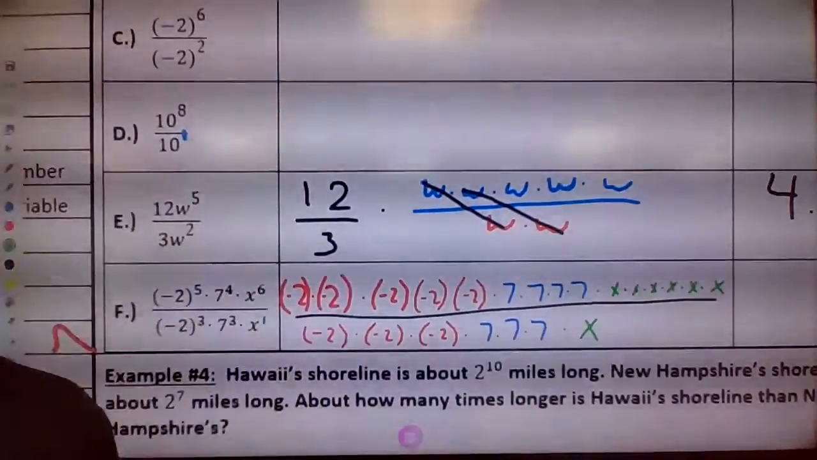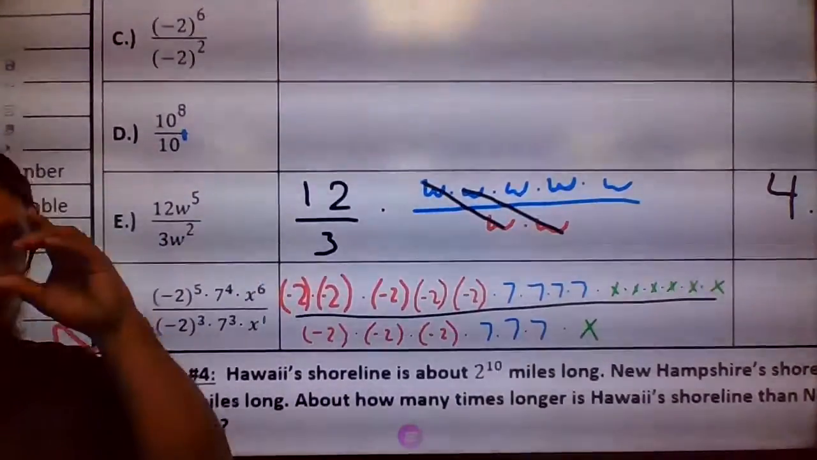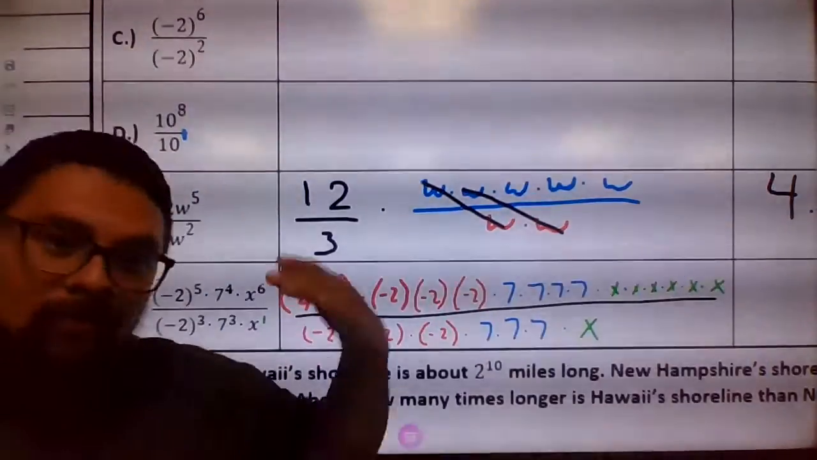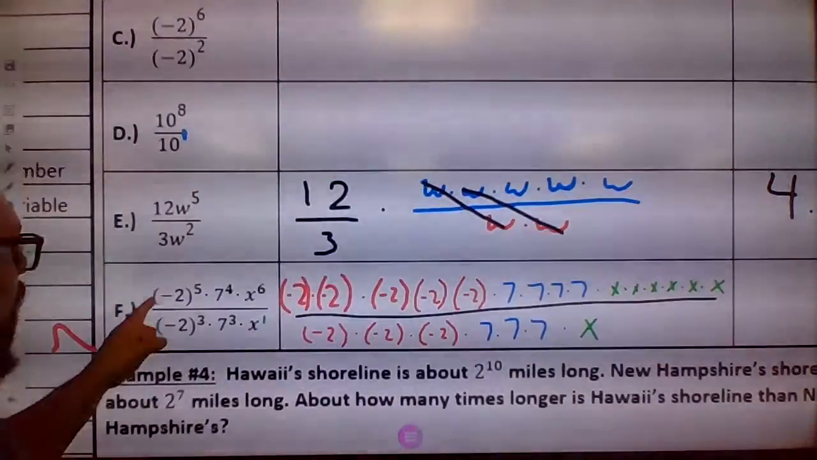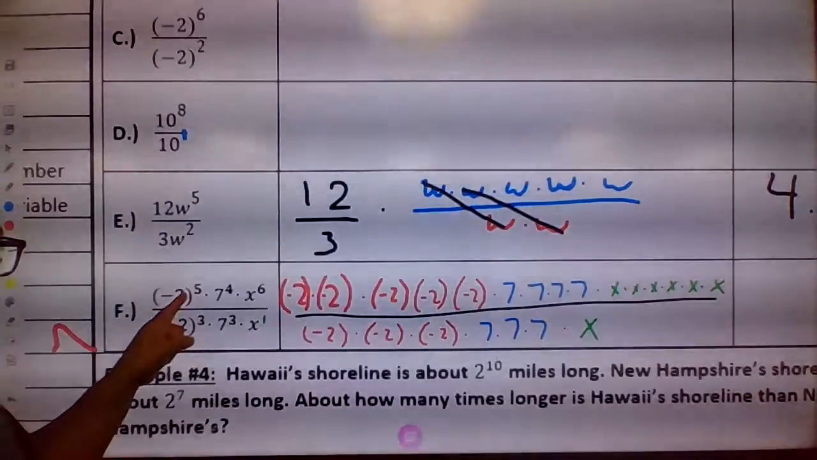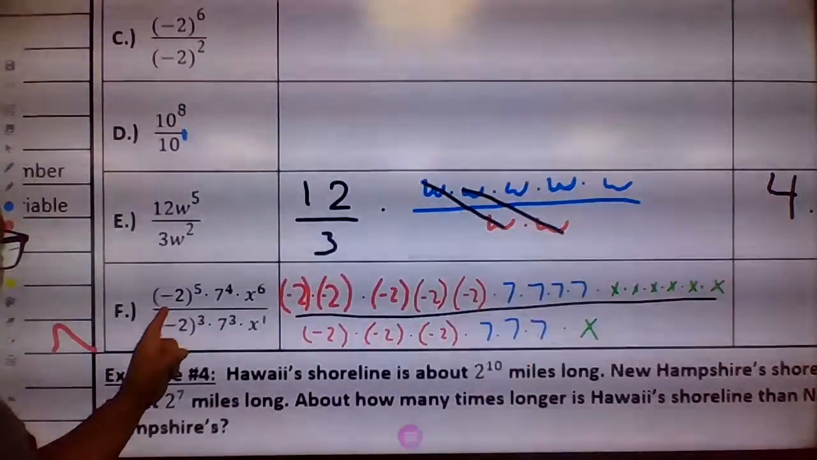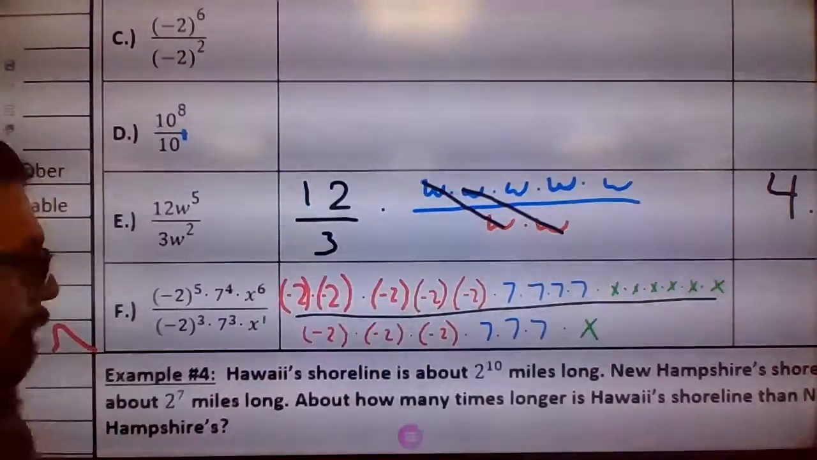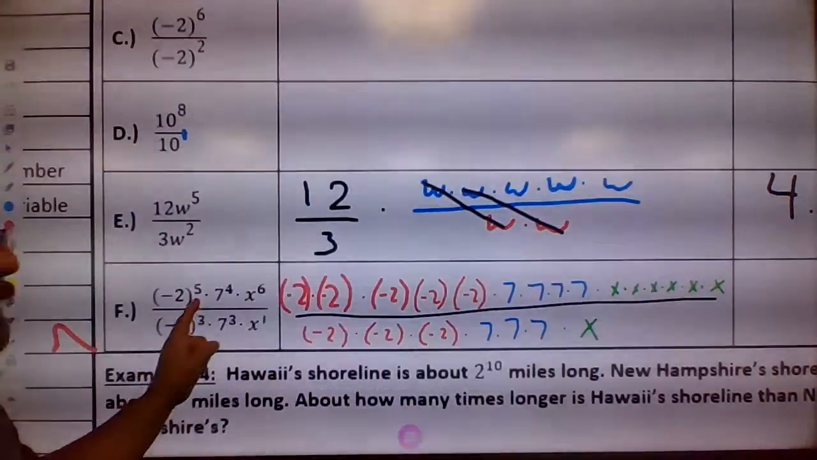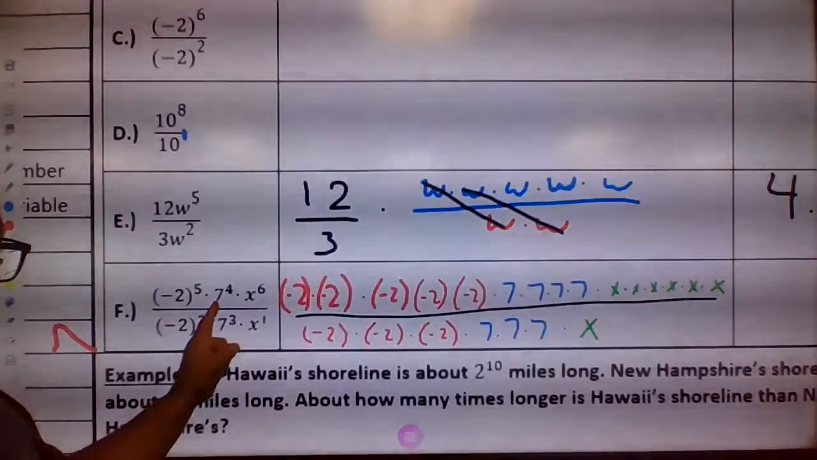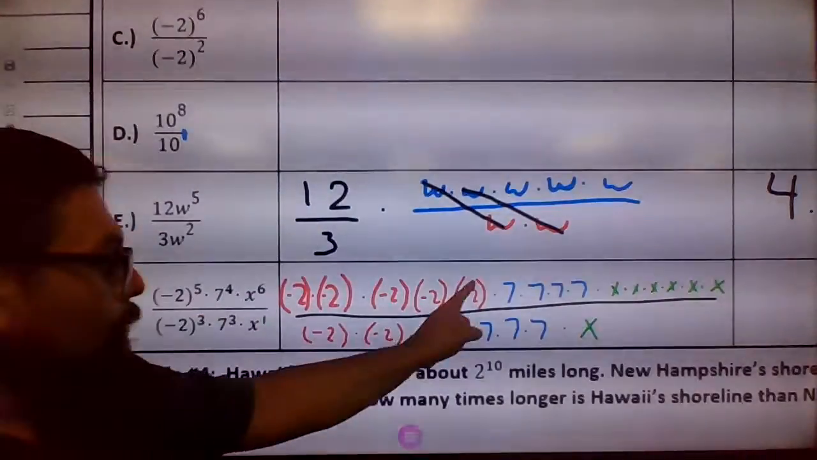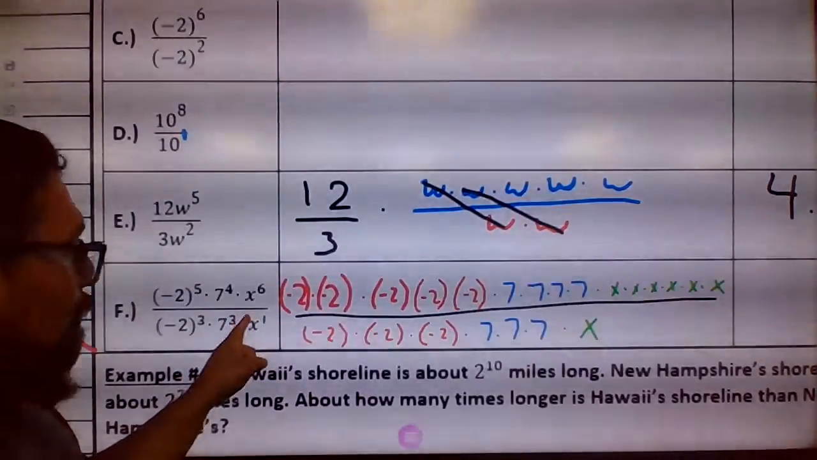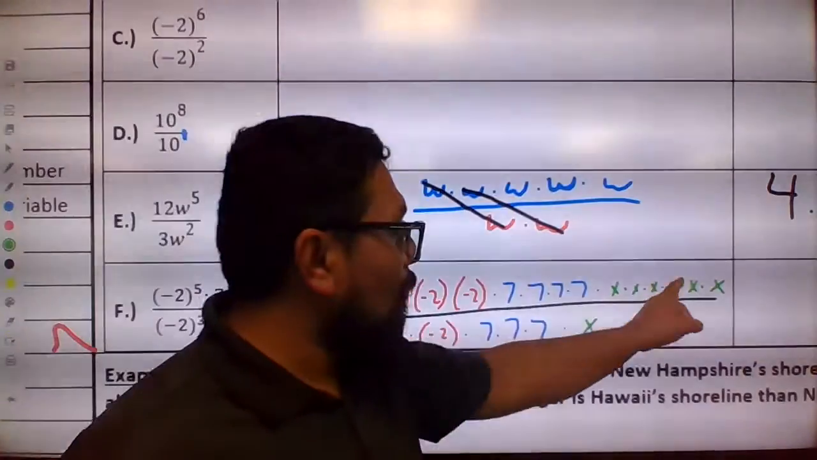All right, so we have the last one, F, which looks like the most confusing one, but it's not. Let's do it step by step. So negative 2 to the 5th. How many negative 2's are there? 5. 1, 2, 3, 4, 5. 7 to the 4th. How many 7's are there? 4. So 1, 2, 3, 4. And then x's. How many x's are there here? 6. 1, 2, 3, 4, 5, 6.